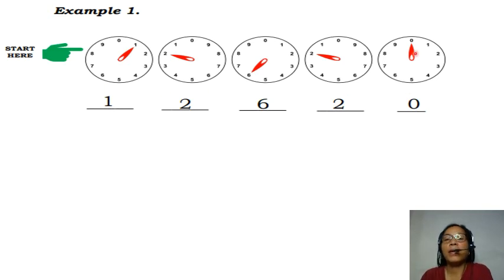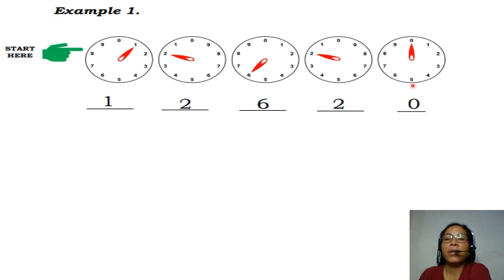So we have here 5 dials. Ito yung traditional na larawan ng ating electric meter or water meter. And sa gitna, pansinin nyo, meron tayong arrow. Yan yung basihan paano natin basahin yung ating electric consumption or electric reading.